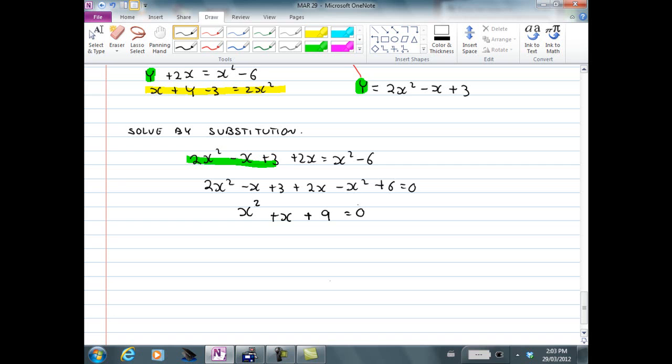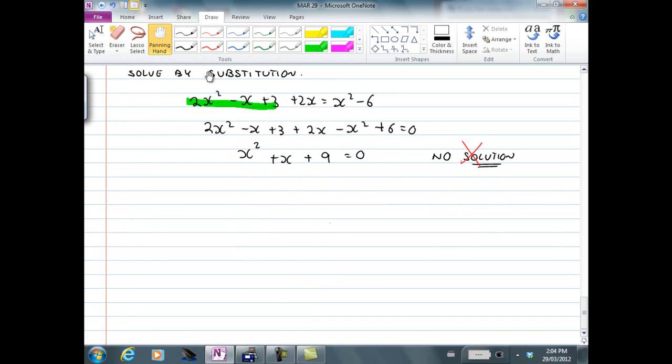Some of you might say, hey, I can't do anything. I'm done. No solution, because I can't factor this. But you forgot one thing. Quadratic formula. When factoring doesn't work, there's another method. So no solution is really wrong. Just because you can't factor doesn't mean there's no solution. So we're going to use the quadratic formula.